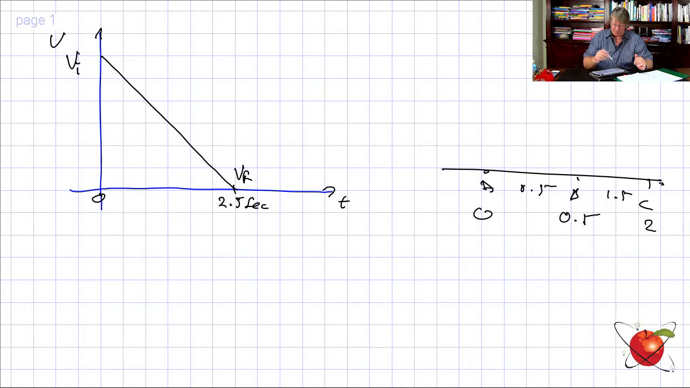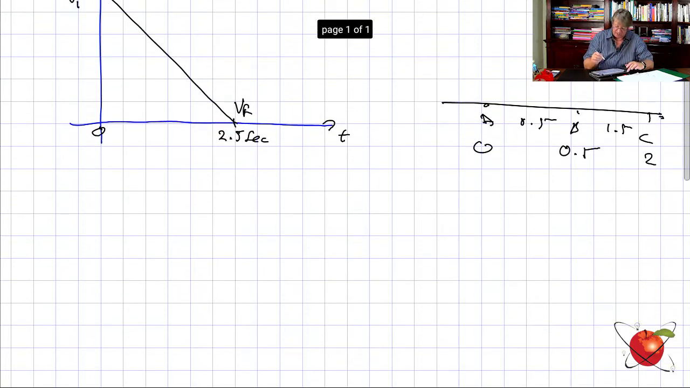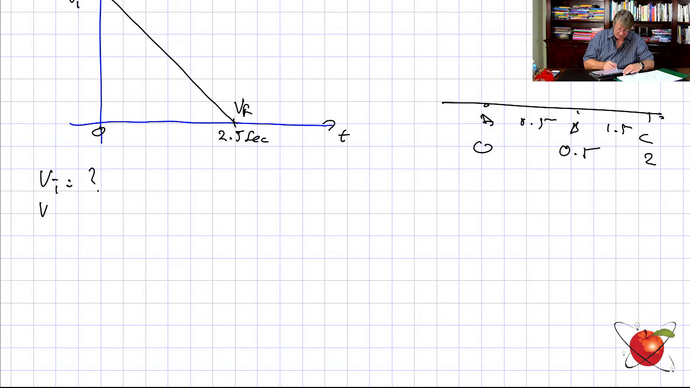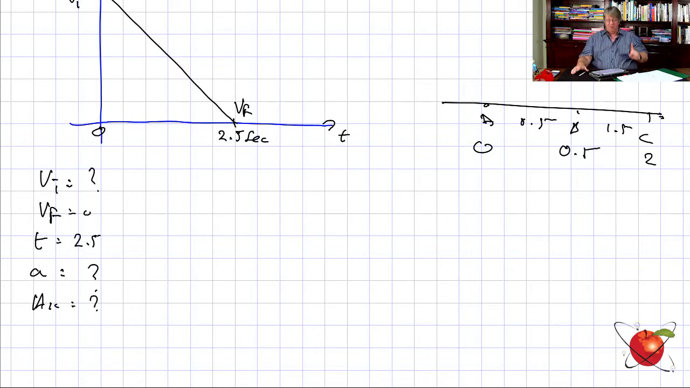It's not a big deal, but now we say, okay, that's wonderful. We've got a VF of 0, VI we don't know, and we've got a time of 2.5. So if we look at our formulas, remember one way to say it is we've got VI, we don't know. VF is equal to 0. We know time is equal to 2.5. Acceleration and displacement, currently we don't know those.